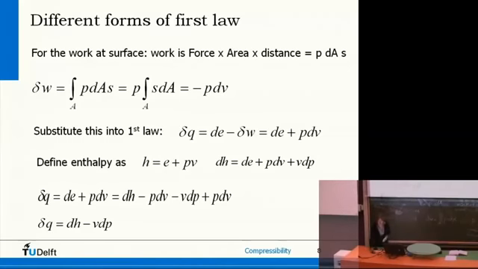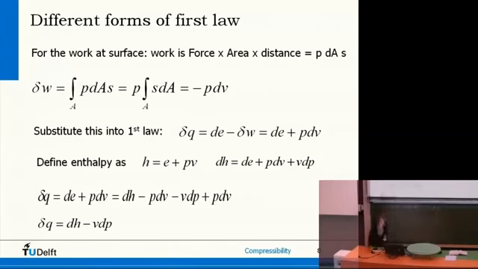So starting with this one, dQ is dE plus PdV. Here it is. I can substitute the dH I have here, so I have a relation between dH and dE. Now I replace this dE with this equation, right? So I use the fact that dE is equal to dH minus PdV minus VdP.